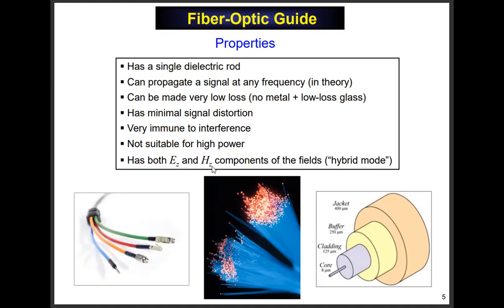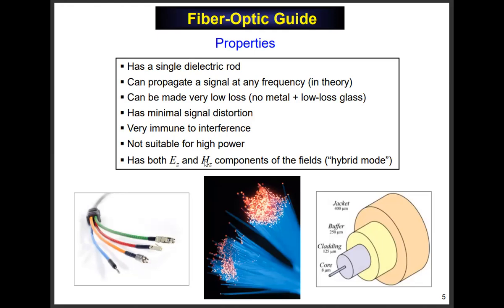From a mathematical point of view, it's more complicated to analyze this kind of structure than any other kind of structure because the wave has both EZ and HZ components. It's the opposite of TEMZ. A transmission line wave, like a coax wave, is TEMZ, neither EZ nor HZ. This has both, and therefore people call it a hybrid mode. Because it's more complicated to analyze, I'm not even going to attempt to do it.